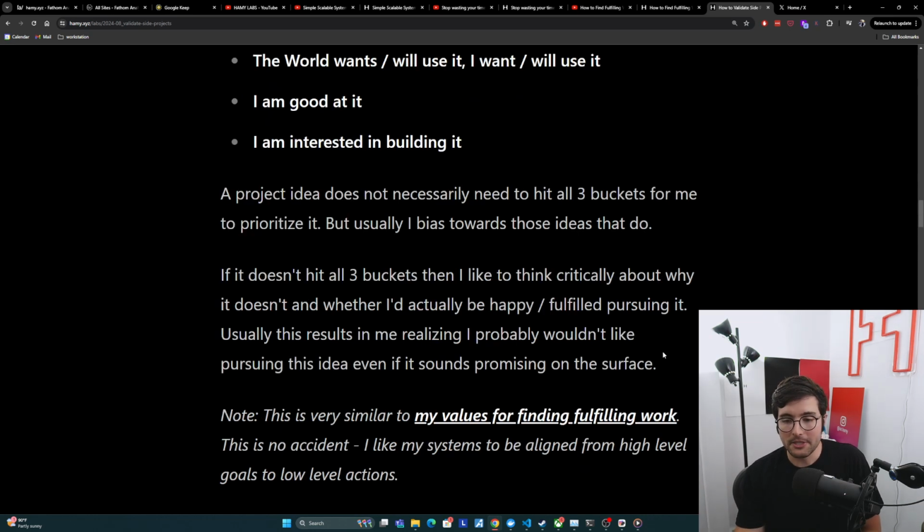Note, this is very similar to my values for finding fulfilling work. And this is no accident. I like my systems to be aligned from high-level goals to low-level actions, and since projects are something I build every week and every month, I definitely want those to be aligned with my long-term goals.